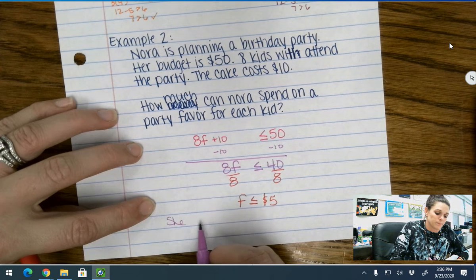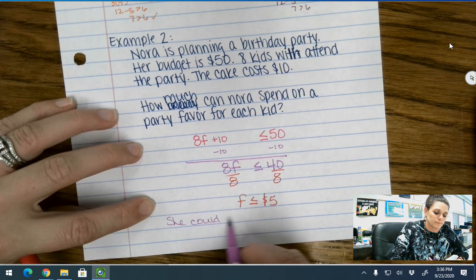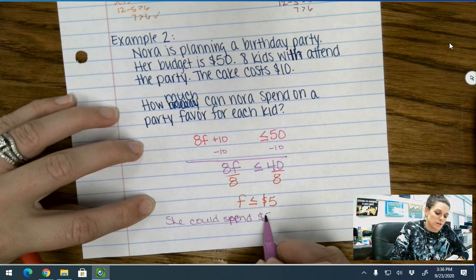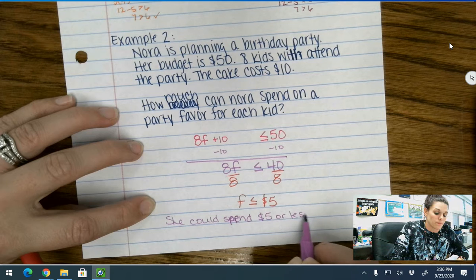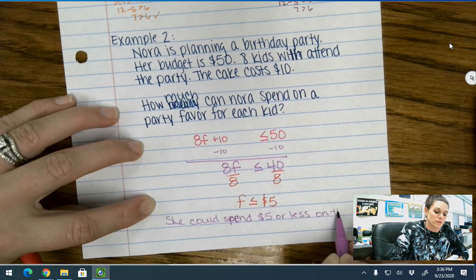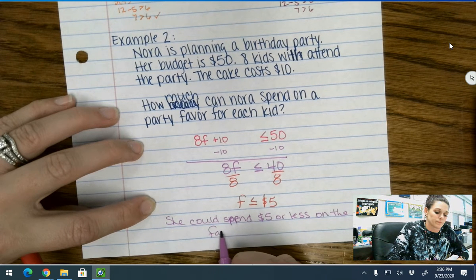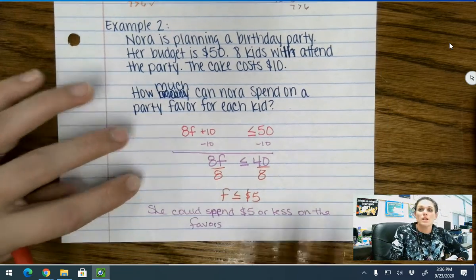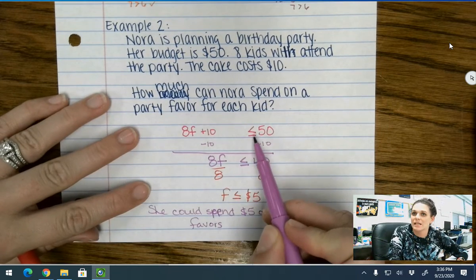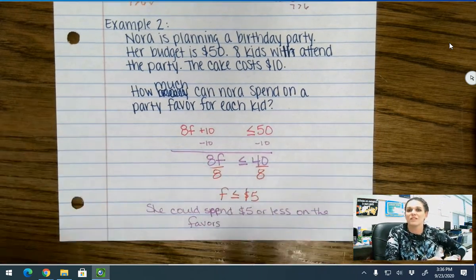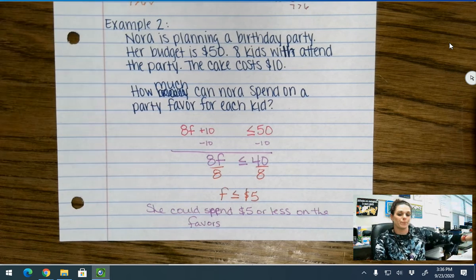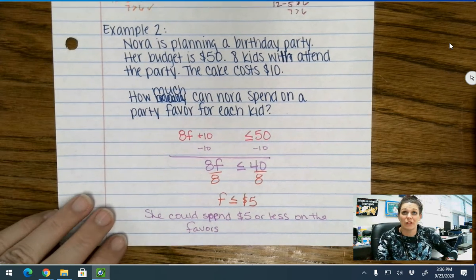And then we would declare our answer. She could spend, I can spell, $5 or less on the favors. So again, start with what that ending is, decide the inequality symbol, and kind of build it backwards. All right, let's go ahead and take a look at another example.